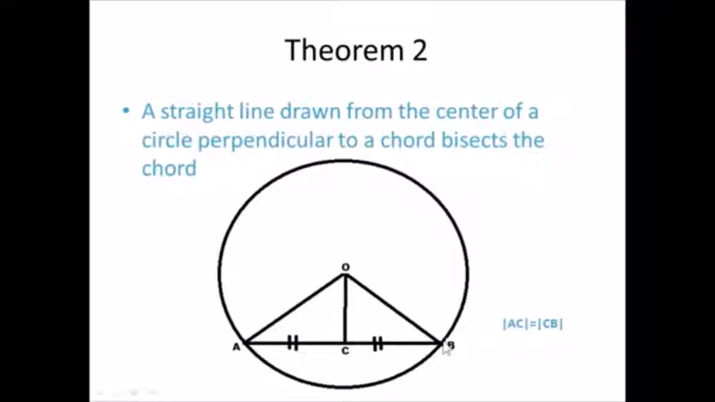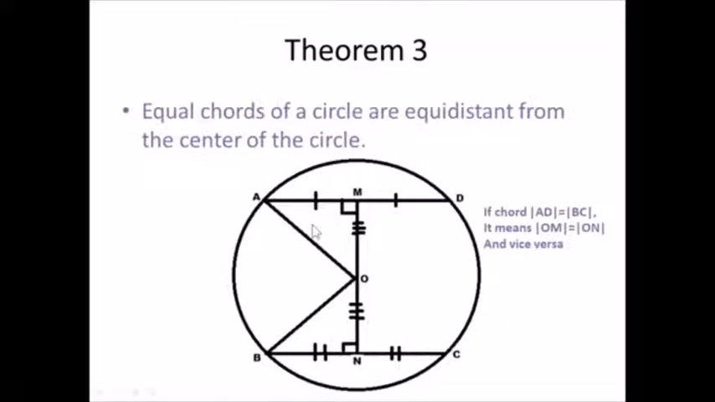That's the second theorem. Also, the third theorem says that equal chords of a circle are equidistant from the center of the circle. That is, when you have two chords in a circle and they are equal in length, that is chord AD is equal to chord BC, that means they will have equal distance from the center of the circle. The center of the circle is O. That means the distance OM is going to be equal to the distance ON. That's what the theorem is talking about.